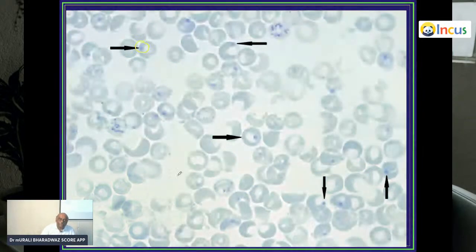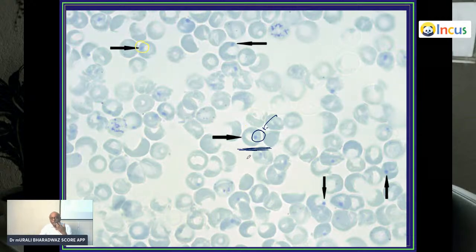Heinz body. What is a Heinz body? It is oxidized hemoglobin in G6PD deficiency. And why G6PD deficiency? There is oxidative injury to the hemoglobin because of the absence of reducing equivalents. And why are reducing equivalents absent in G6PD deficiency? Because G6PD is a part of which cycle?